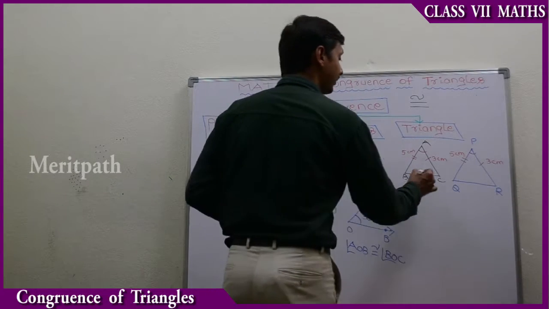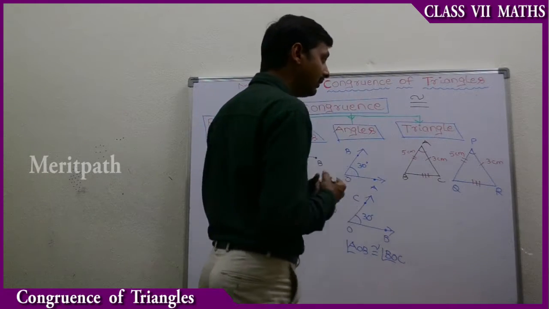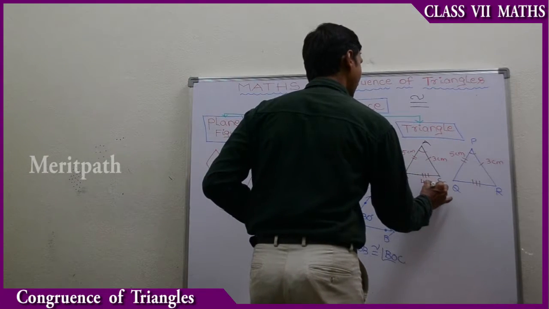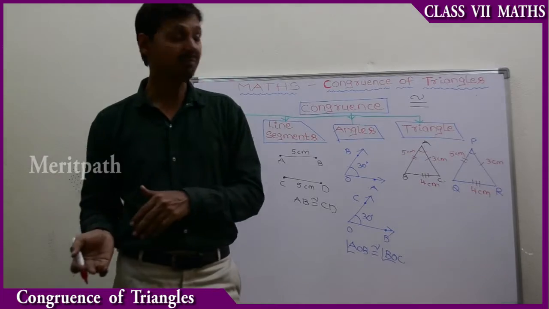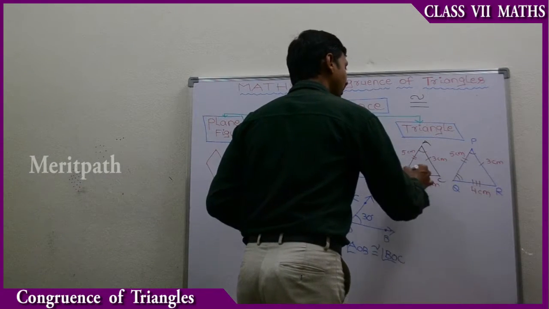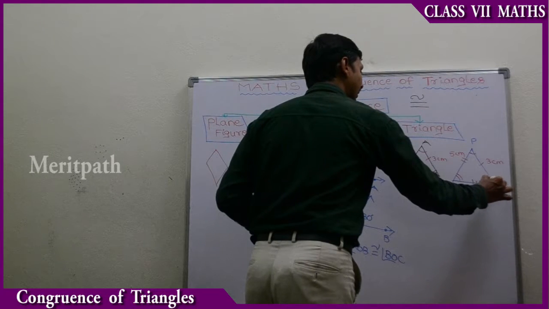And coming to the sides, here BC and QR are at the same side of the line. So at the same side they are present. If we take 4 centimeters, this is also 4 centimeters. So we get those corresponding parts must be seen. Like we take the angle B, it's equal to angle Q, and angle C is equal to angle R.